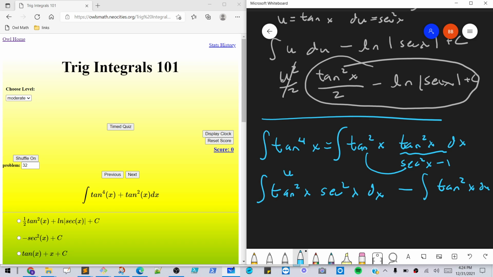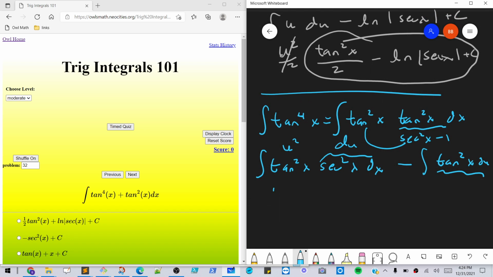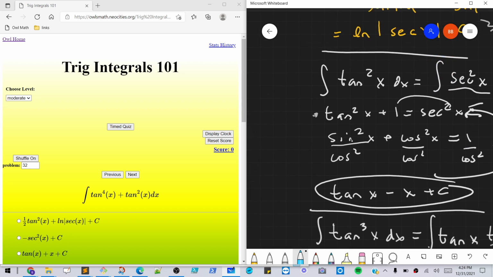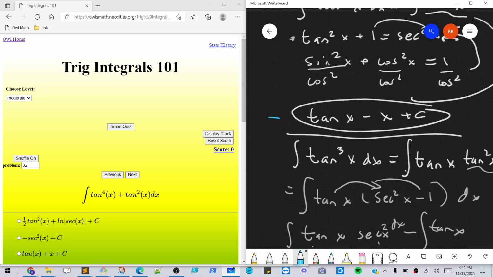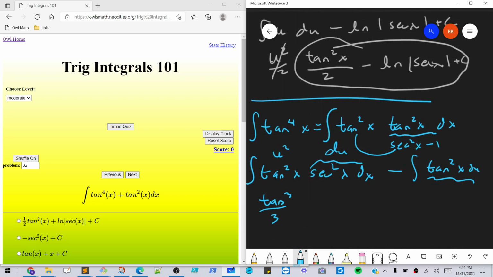We'll do a u-substitution. I'm not going to do the u-sub. We'll just do it shorthand. This is going to be u squared here, and this is going to be du. And then we already know this integral over here from above. So this piece here is going to be tan to the 3rd over 3. And what was our tan squared? It's just this, tan x minus x. We just need to change the sign as we get a negative there. So we're going to have minus tan x plus x plus c.